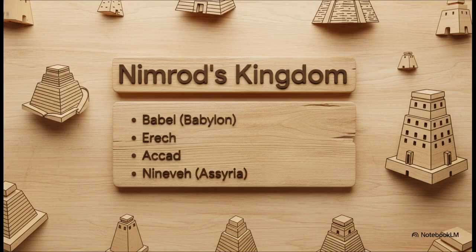So what did this rebel actually build? His massive projects included Babel, which you probably know as Babylon, as well as Erech, Akkad, and Nineveh in Assyria. And Babel and Assyria, they eventually become these ultimate symbols of systemic evil, idolatry, and basically the greatest historical enemies of God's people. Nimrod literally laid the groundwork, both geographically and spiritually, for the empires that would try to tear down God's work for centuries to come.